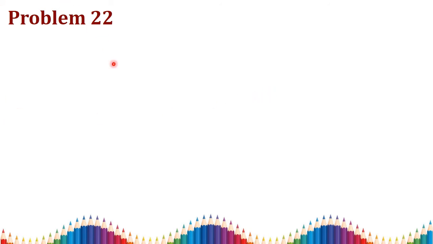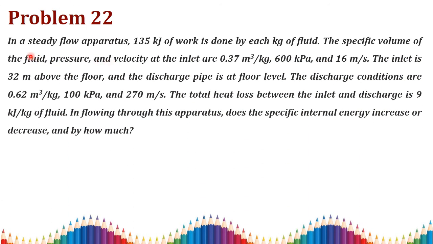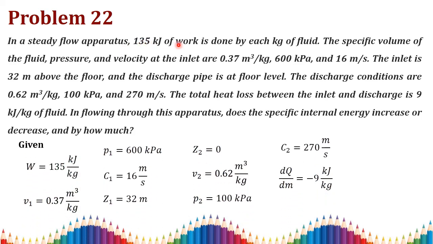Next problem, that is problem number 22. In this problem, in a steady flow apparatus, they have already said that it is a steady flow. In a steady flow apparatus, 130 kilojoule of work is done by the system. So the work is done by each kg of the fluid, so it is a positive work. So work is equal to 135 kilojoule per kg. We have to write the unit carefully, that is 135 kilojoule per kilogram of fluid.